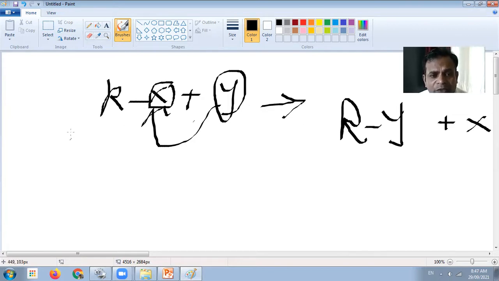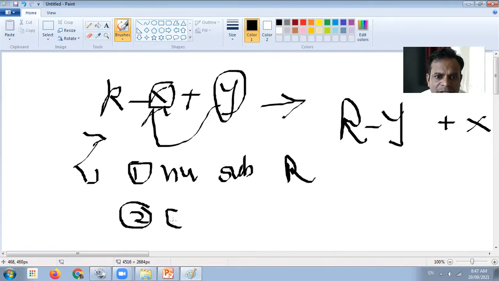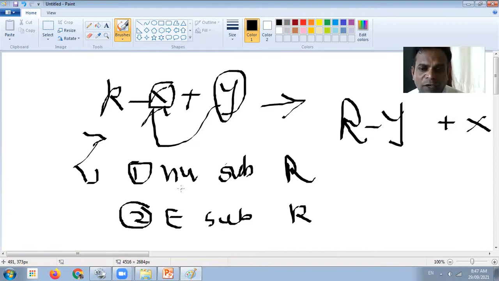These substitution reactions are again classified into 2 types. One is nucleophilic substitution reactions, and the second one is electrophilic substitution reactions. What is the difference between these two? I have already told you what a nucleophile and an electrophile are; we have studied both here.